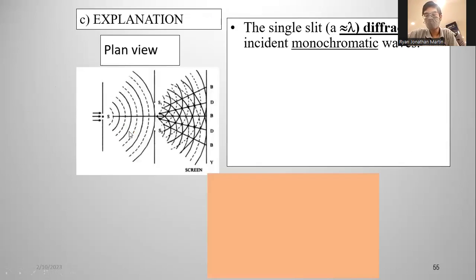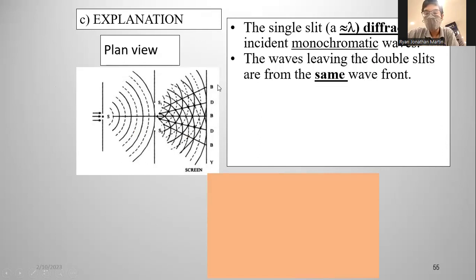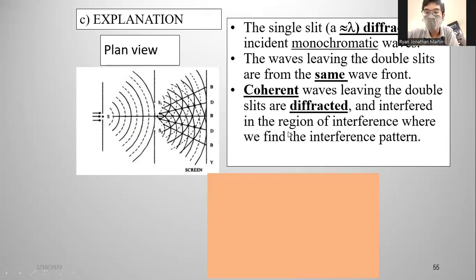This one we look at in plane view. Remember the single slit is the size of the wavelength, so it diffracts. That's the diffraction, and this is monochromatic light. From the same wavefront, this is your point source. That's how we make it coherent. The waves leaving the double slits are from the same wavefront, so they are coherent. The coherent waves leaving the double slits are diffracted. This one is a little bit confusing: the two waveforms from two different slits interfere. That's how we get our bright, dark, bright.